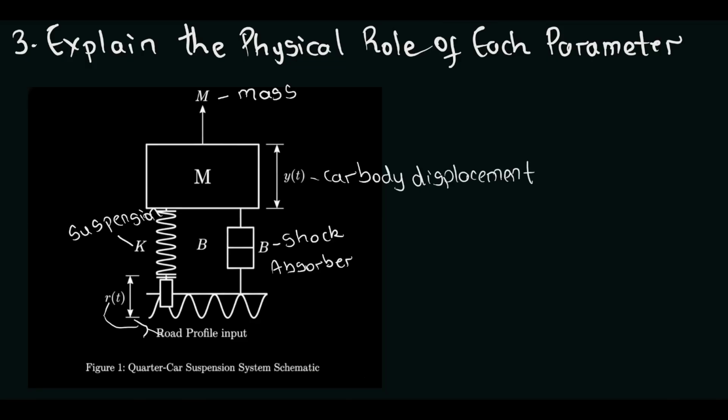So this is the system response or output function. It's the vertical displacement of the car body, and the variable is used to determine how comfortable the ride is. So that's all for the physical role of your car suspension system.